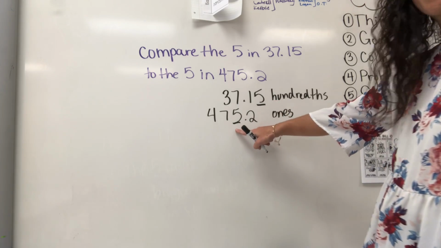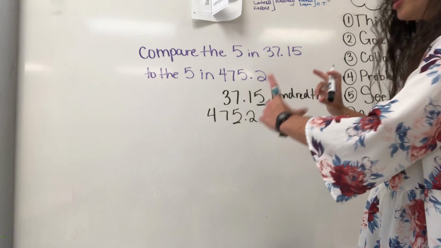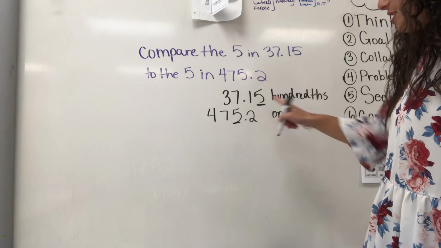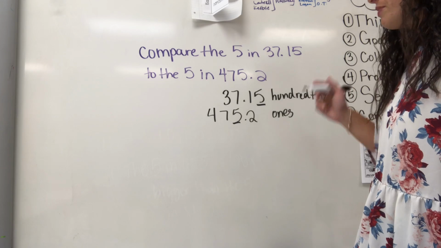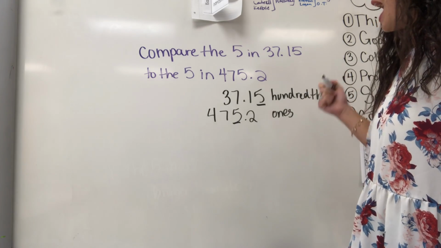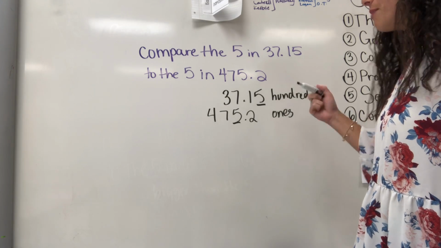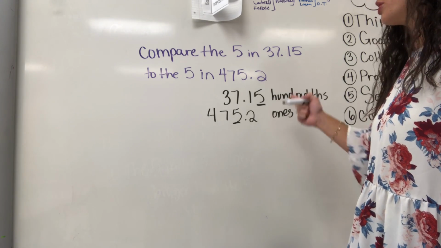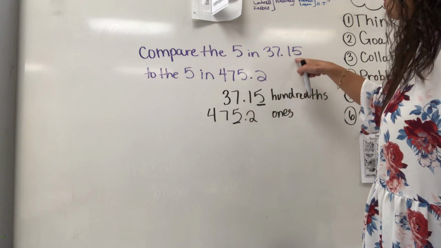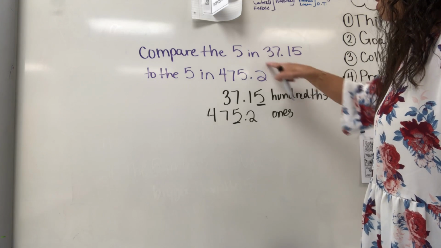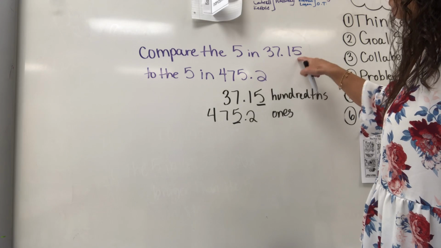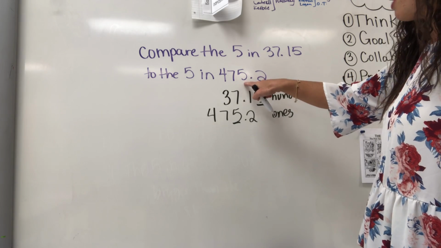Remember, if you get stumped on this part, you need to be looking at your place value chart that is also in your notebook. Now that I've done step 1, which is identify the place value of the digit, I have to see, is the place value of the number that I'm being asked about bigger or smaller than the second number's? So compare the 5 in 37 and 15 hundredths. This is the number that I'm being asked about. I'm comparing this number to this number. I want to know, how does that 5 right there compare to this 5?